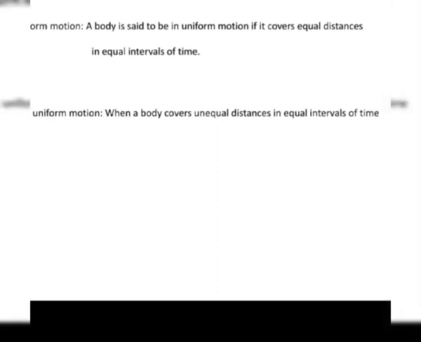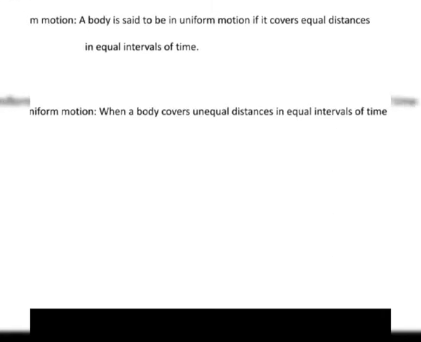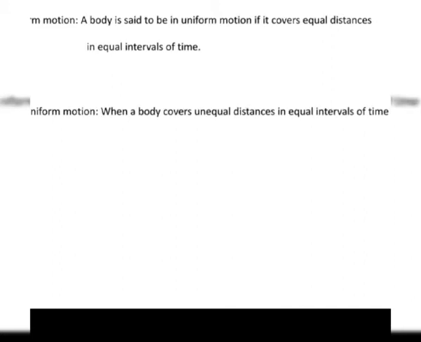And the best example for non-uniform motion is a car moving in traffic. When a car is in traffic, somehow it has to escape between the spaces between the vehicles, right? Therefore, the speed of the car will be slow at first, and gradually, when it has a smooth road, it picks up speed. So speed increases. That means when the distance covered is unequal in equal intervals of time, then the object is having non-uniform motion.